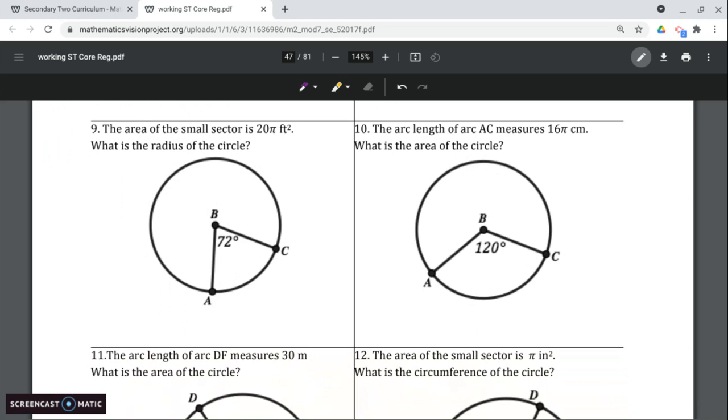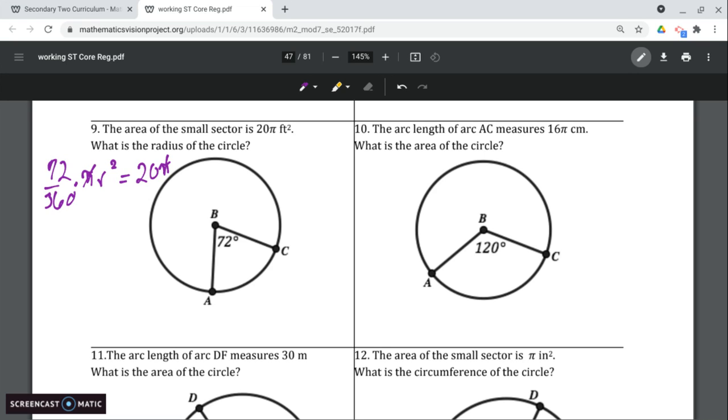Here we're looking at arcs and their sectors and length. So the area of the small sector is 20 pi feet squared. What is the radius of the circle? So remember, this formula would be 72 over 360 times pi r squared would equal the 20 pi. So the pi's can cancel out. 72 should be over 360.